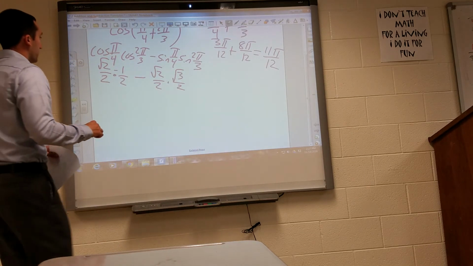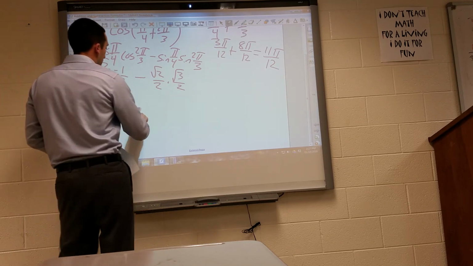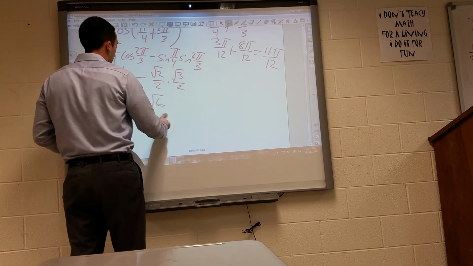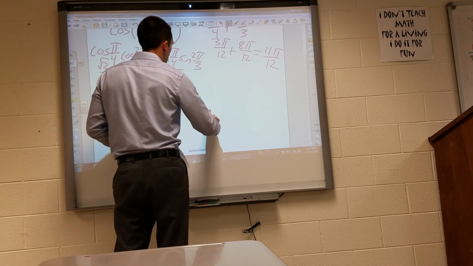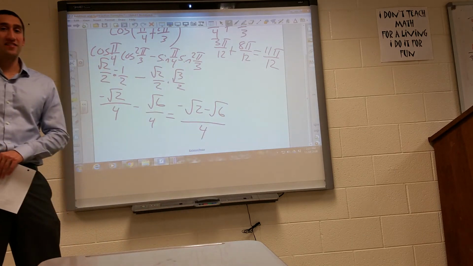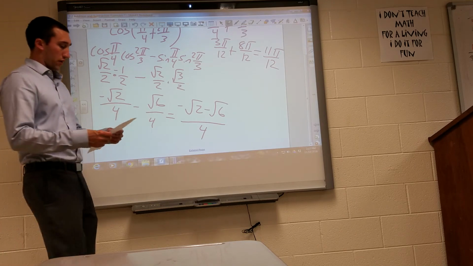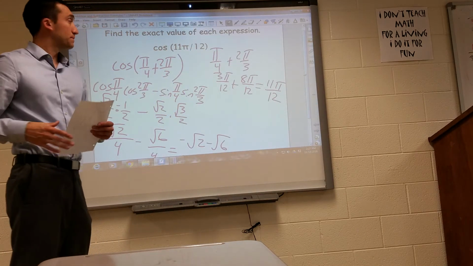Go ahead and simplify a little bit more. I get negative radical 2 over 4 minus radical 6 over 4. So my final answer being negative radical 2 minus radical 6 over 4. And that is the exact value for cosine of 11 pi over 12.